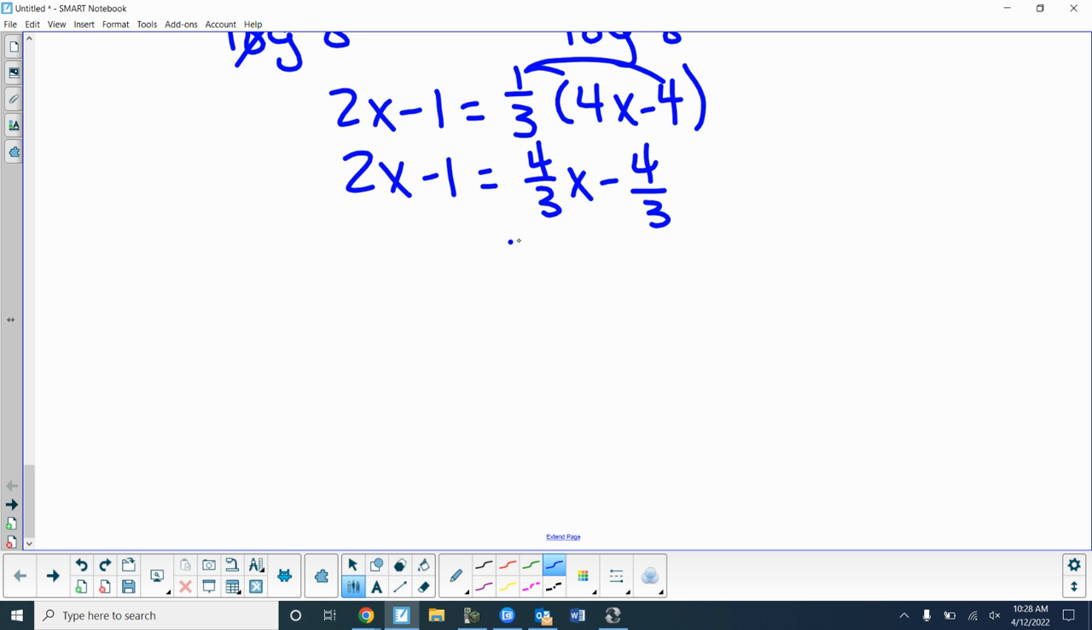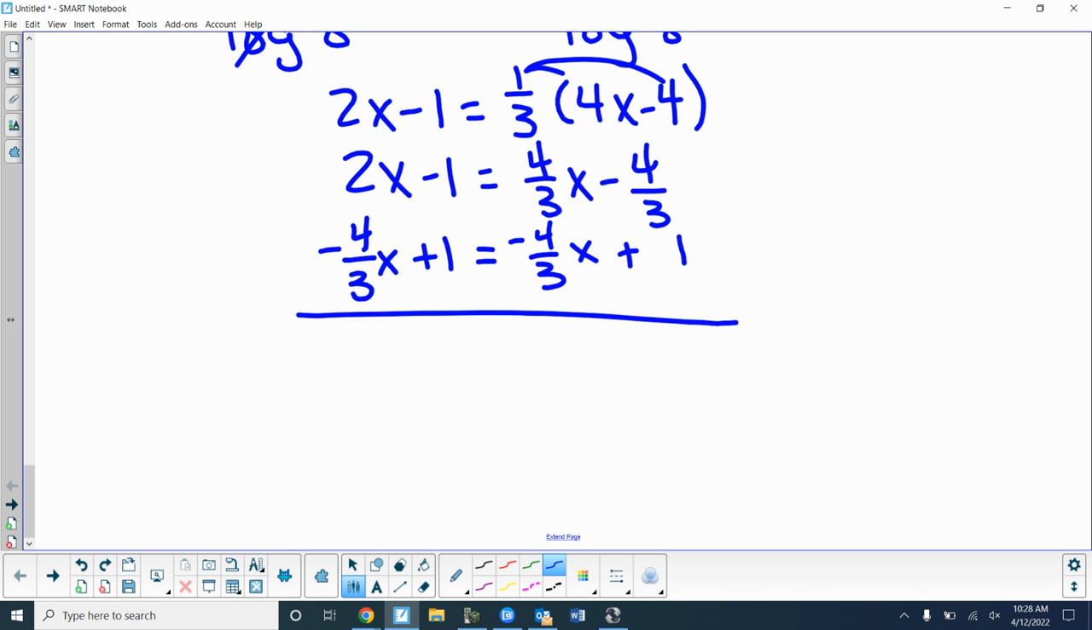All right, so I'm going to subtract the 4/3 x. I'm going to add the 1. I'm doing 2 things at once here. So the 1's cancel and the 4/3 x cancel. Now, how many thirds is 2? What's 2 times 3? 6. So 6/3 minus 4/3 x is 2/3 x, right? How many thirds is 1? 3/3. So what's negative 4/3 plus 3/3? Negative 1/3.